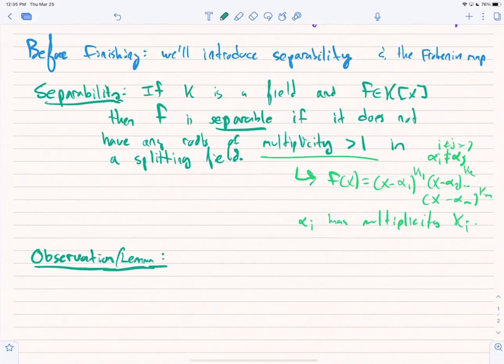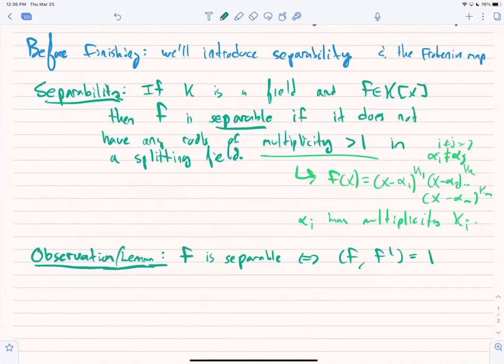F is separable if and only if the ideal generated by F and F prime is 1. This means that F and F prime are coprime.